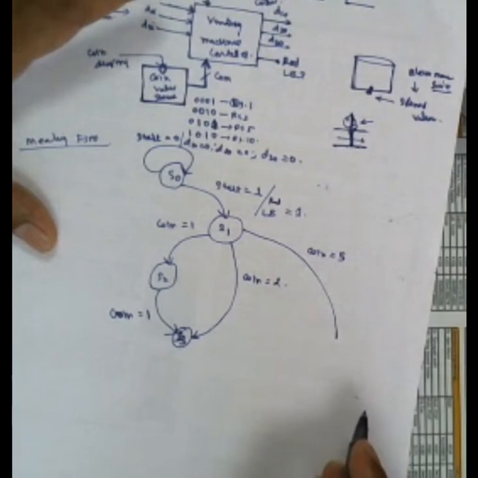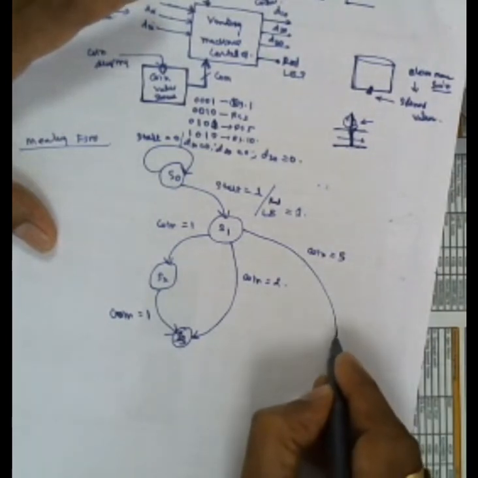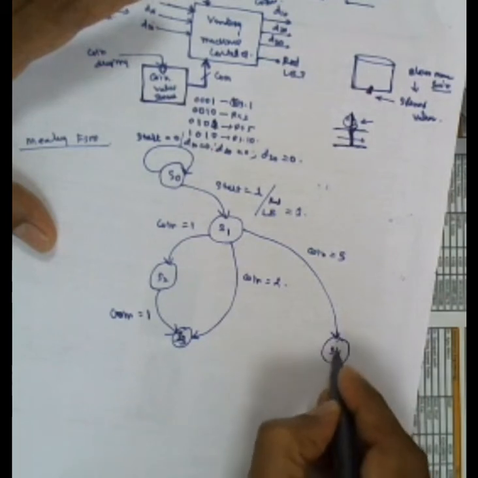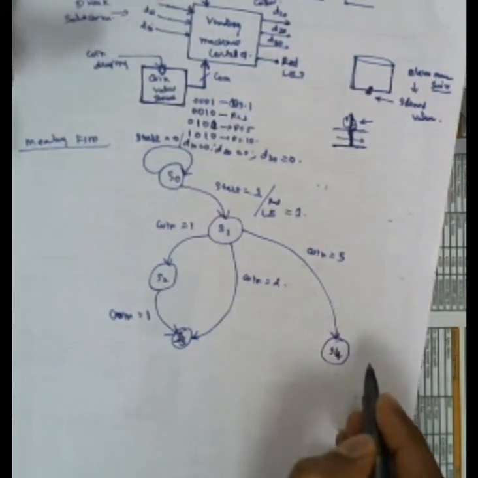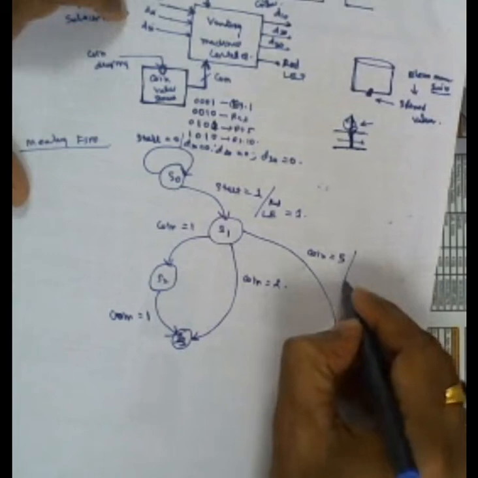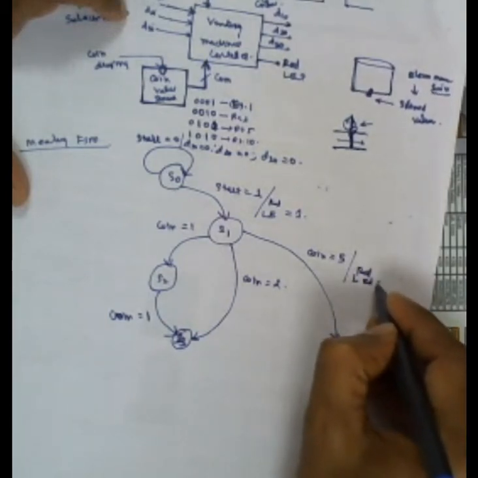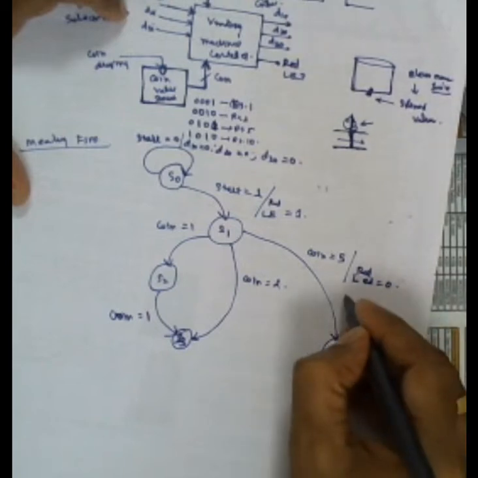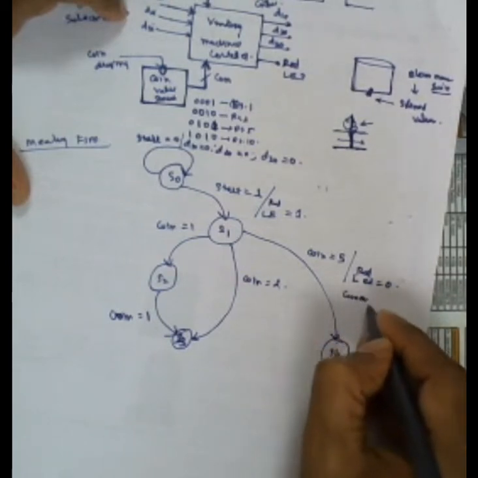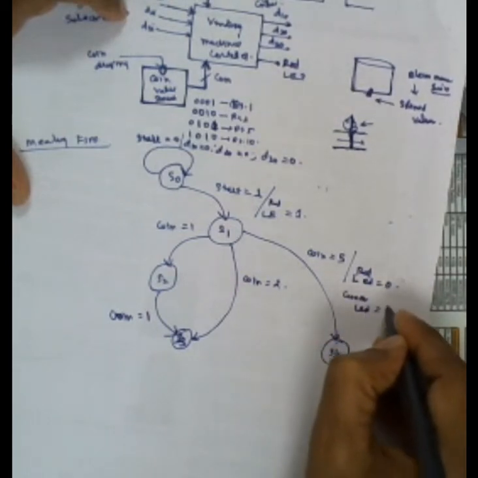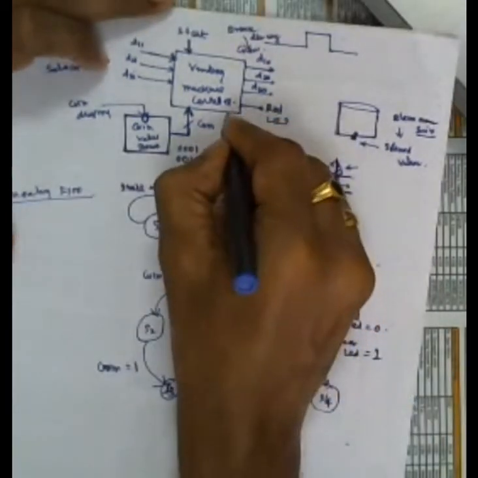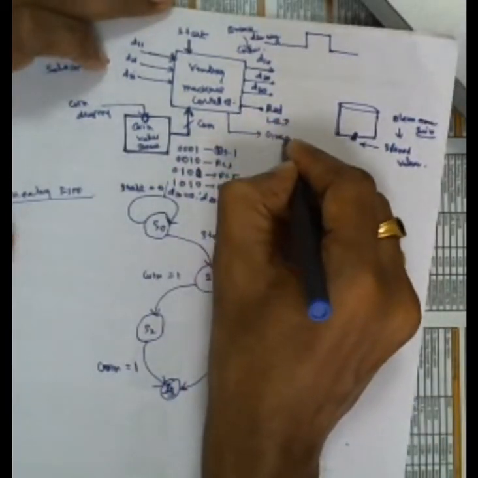If 5 rupee comes here, then I should go into S4 state where I need to read this input, and then I should make the red color LED off and the green color LED on. Meaning, one more LED is there, that is the green color LED.